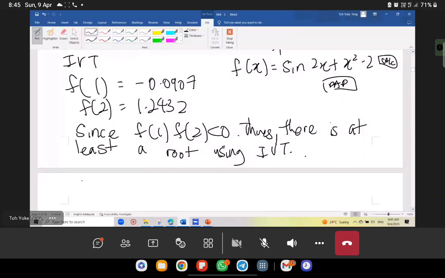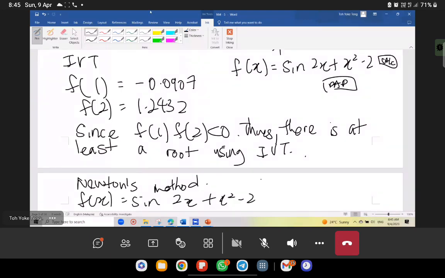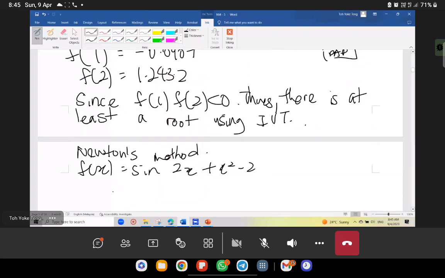So this is for the intermediate value theorem, and then we proceed to the Newton method. f of x equals sine 2x plus x squared minus 2. And then the derivative: f prime of x equals 2 cos 2x plus 2x, and the derivative of the constant equals 0. Again, the same thing, or you may use the calculator formula.